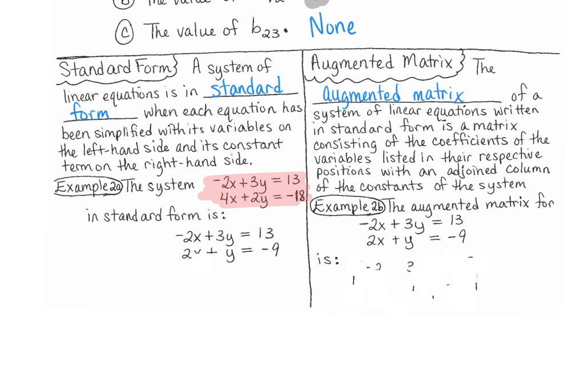So that means this column represents what variable? X. X, you got it. The second column represents Y, good. And the last column represents your constants, good. You got it. So now we took the system that was in standard form and we wrote the augmented matrix. We good? Okay. You need a second?